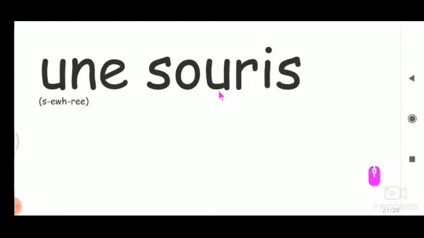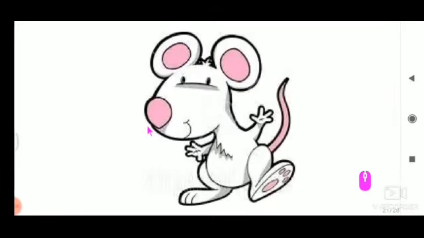S, une souris. S O U R I S. So repeat, souris. Une souris. Now see the splitting, sou, ri. OU is this sound here. Souris means mouse.